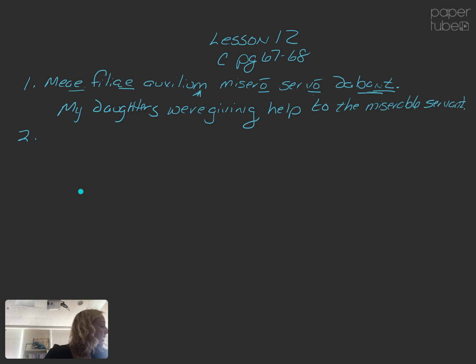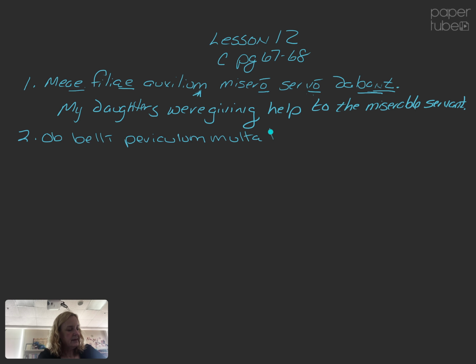Number 2, ob belli periculum multa tela paraverant. Paraverant. So ob is a preposition that takes the accusative. So once that ob opens up the accusative prepositional phrase, I look for my next accusative, which is going to be periculum. So I know that that belli is part of that prepositional phrase. And in fact, I know that it's got to be a genitive because I can't have a nominative in the middle of a prepositional phrase. I can't think of a single reason why or how that would work.